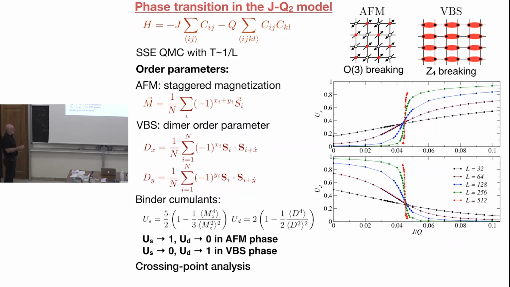So what we will do with these kinds of data is to look at crossing points. You see that the results for different sizes cross each other around here and here.